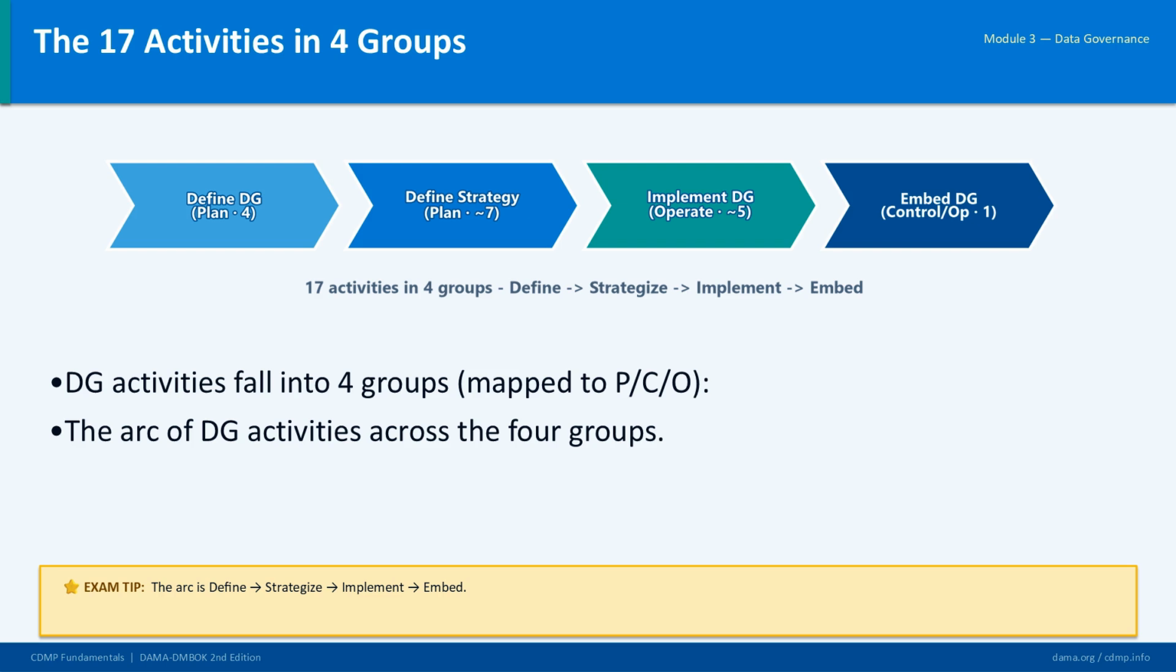Group 2, define the data governance strategy, also planning, covers the operating framework, goals, principles and policies, underwriting projects, change management, issue management, and compliance. Group 3, implement data governance, is operational, sponsoring standards, building the Business Glossary, coordinating with architecture, and sponsoring asset valuation. And Group 4 is simply embed data governance. So the storyline is define, then strategize, then implement, then embed. Remember the arc, and the details fall into place.